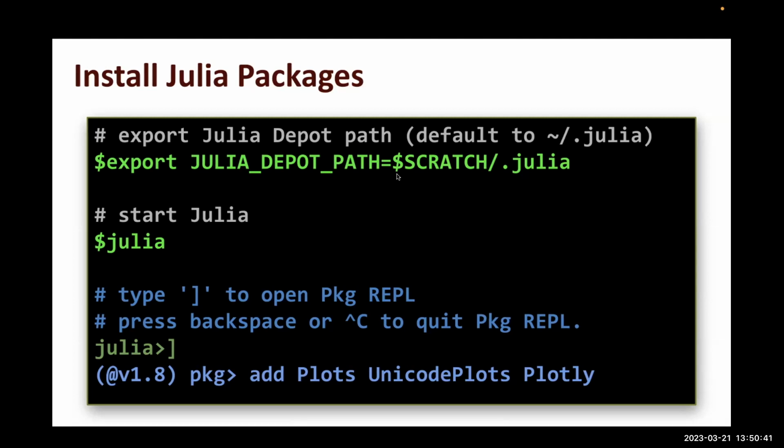So here, by setting the JULIA_DEPOT_PATH to $SCRATCH/.julia, you're setting the installation directory of Julia packages and all other documents under the Julia depot path. By doing that, you're leaving a lot of space on your home directory, which makes it easier for the system to manage, and also makes it easier for you to switch around working on different projects.